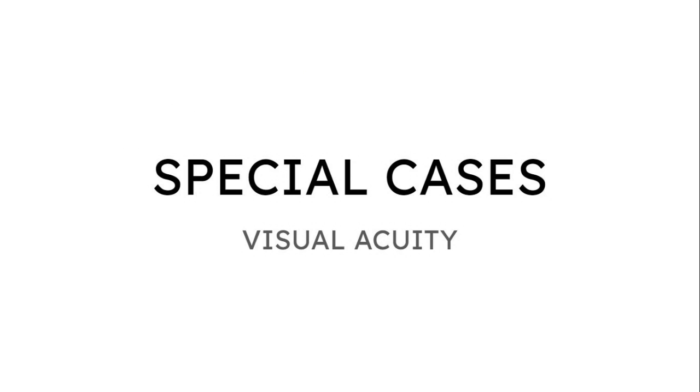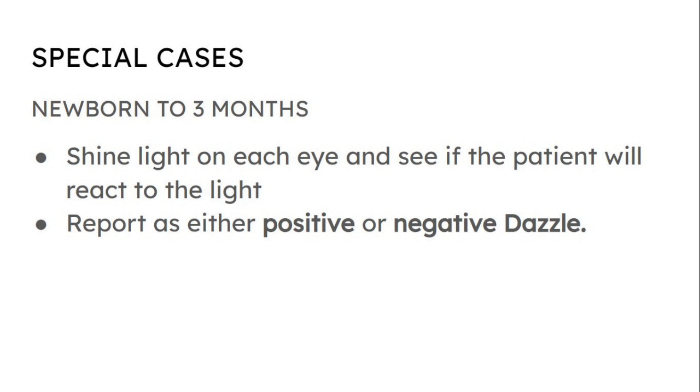These are the special cases in which you cannot use the standard Snellen chart to record visual acuity. For patients who are newborn and up to 3 months of age, shine a light on each eye and see if the patient will react to the light. Report it as either positive or negative dazzle.